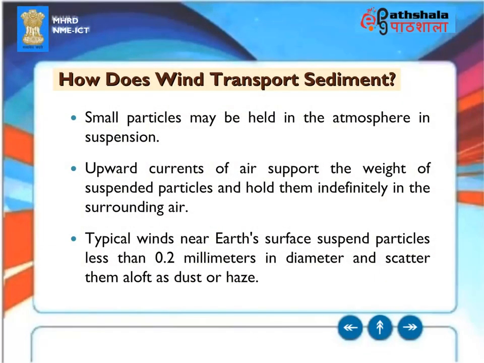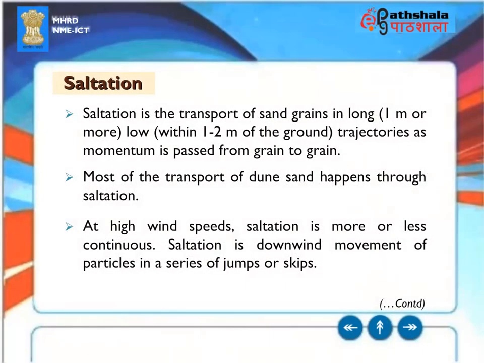Small particles may be held in the atmosphere in suspension. Upward currents of air support the weight of suspended particles and hold them indefinitely in the surrounding air. Typical winds near Earth's surface suspend particles less than 0.2 millimeters in diameter and scatter them aloft as dust or haze. Saltation. Saltation is the transport of sand grains in long, 1 meter or more, low, within 1 to 2 meters of the ground, trajectories as momentum is passed from grain to grain.